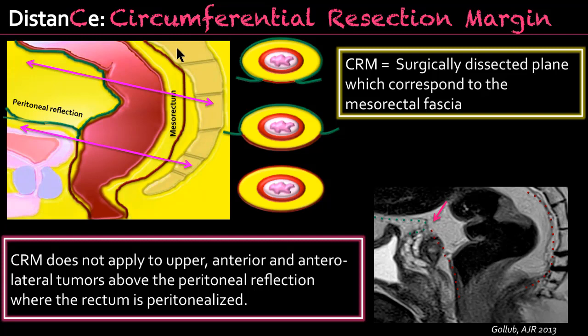What about the circumferential resection margin? The circumferential resection margin is your surgical plane and corresponds to the mesorectal fascia. You need to know that anteriorly and superiorly, there is no more mesorectum. The mesorectum fuses with the peritoneal reflection, and as such, you can't really tell about the CRM anteriorly and superiorly.